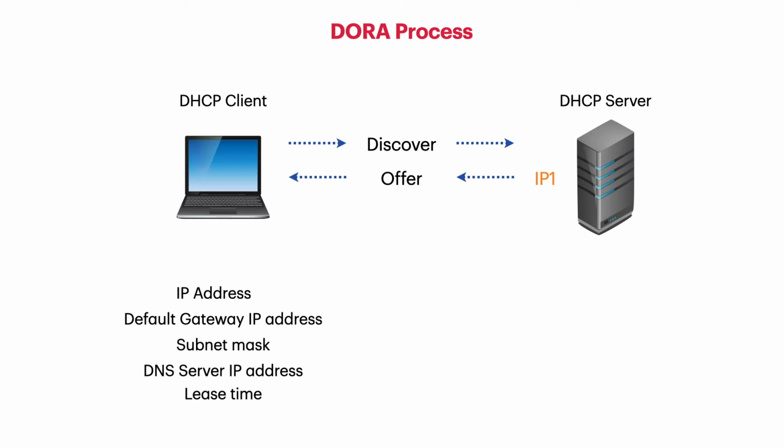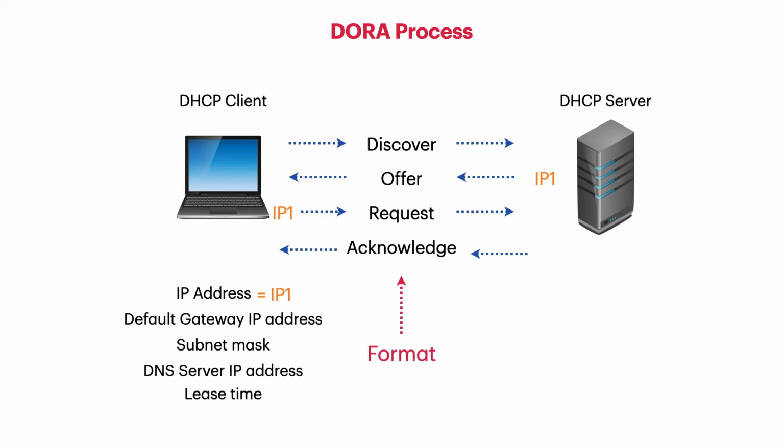The DHCP client then asks the DHCP server to allocate the offered IP address with the request message. The DHCP server then allocates the offered IP address to the DHCP client and sends an acknowledgement message. On receiving the acknowledgement, the DHCP client configures the TCP/IP settings in the operating system so that the laptop can access the internet.